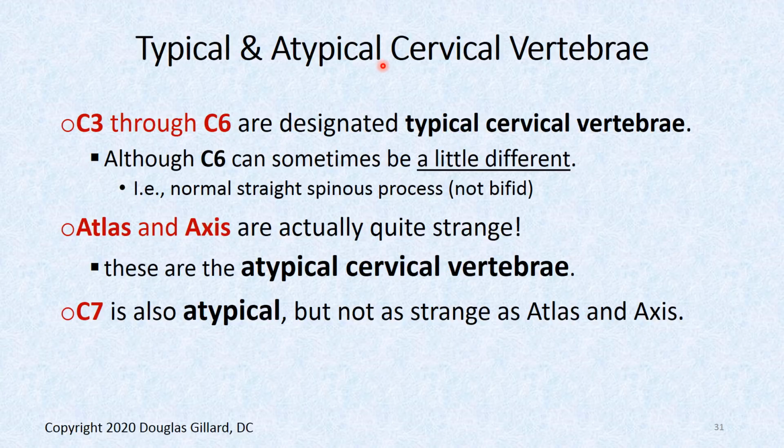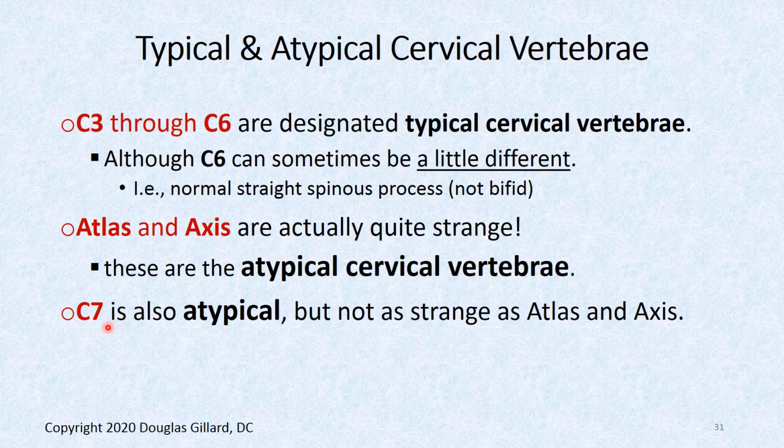So we have typical and atypical. The typical ones, those of you who have gone through my lumbar training, you'll know they're very similar in structure. So C3 through C6 are considered typical cervical vertebrae. C6 is still in there, but it can be a little weird sometimes. C3 through C5 have a double, like a snake tongue, for a spinous process. C6 sometimes doesn't have that and has a regular straight spinous process, but it's still, according to Cramer, classified as typical. The weird ones are Atlas C1 and Axis C2. These guys are strange, and we'll take a look at those in a bit. Those are classified as atypical cervical vertebrae.